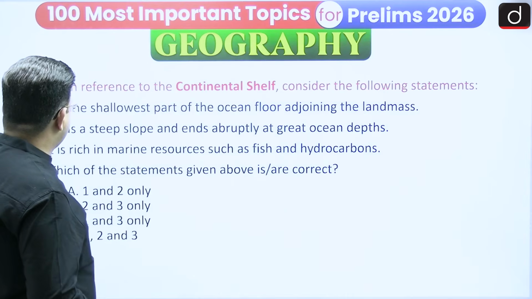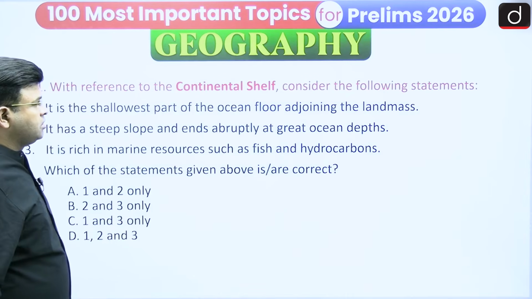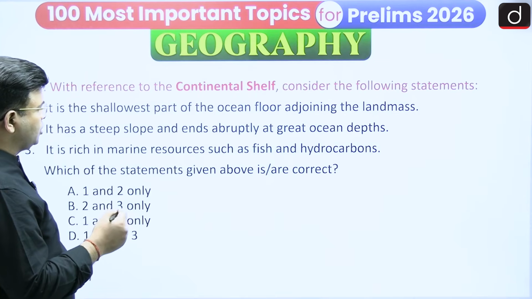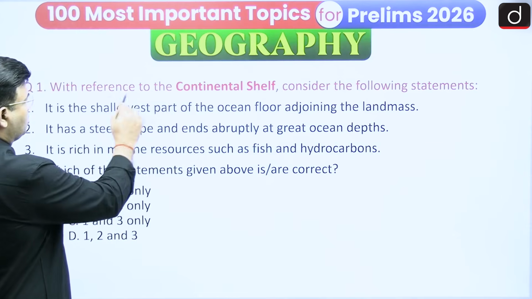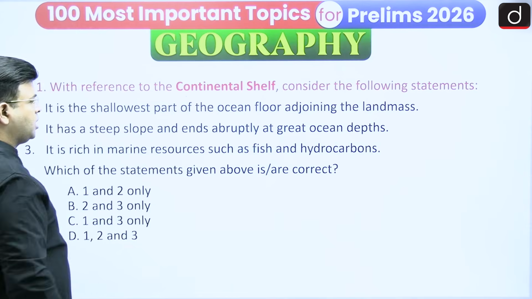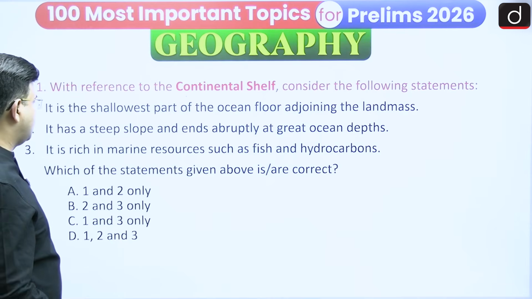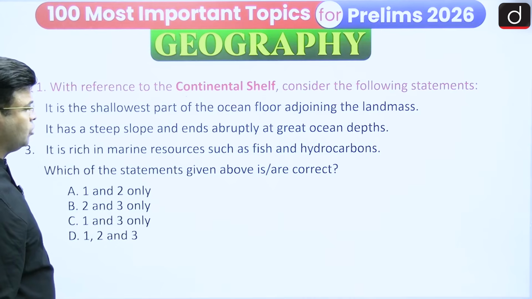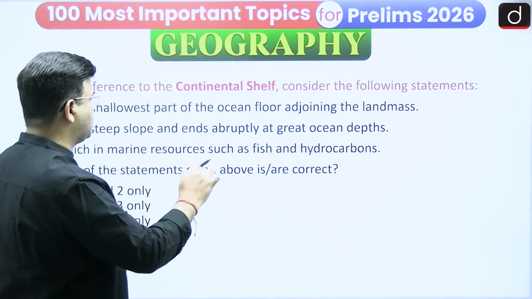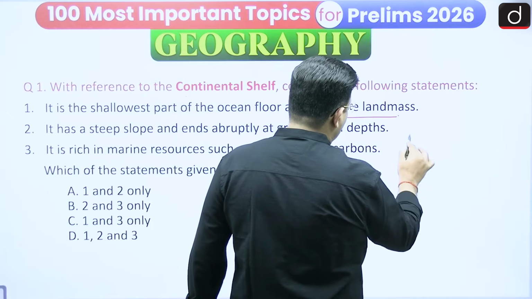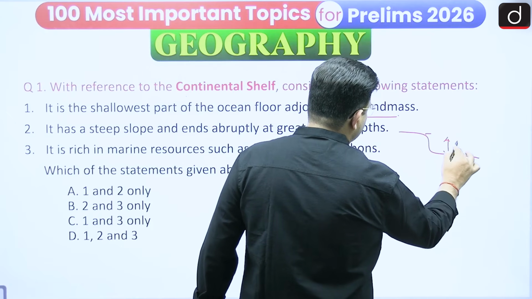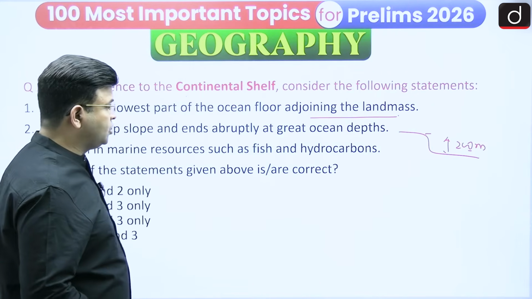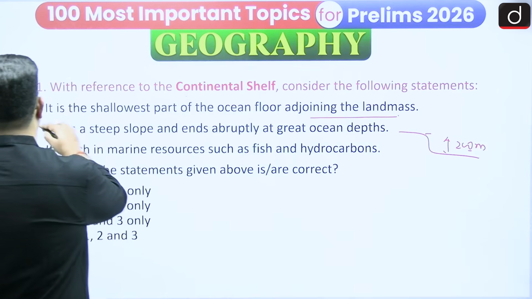The first question, with reference to the continental shelf, consider the following statements. First, it is the shallowest part of the ocean floor adjoining the land mass. Yes, the continental shelf has an average depth of around 200 meters. If you want to make it clear, go and check the earlier classes. Here the first statement is correct.